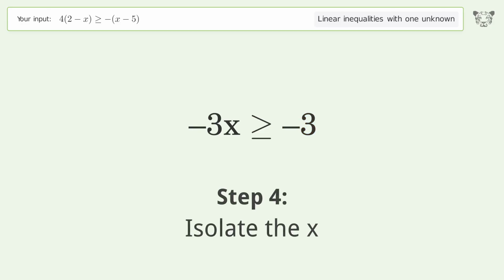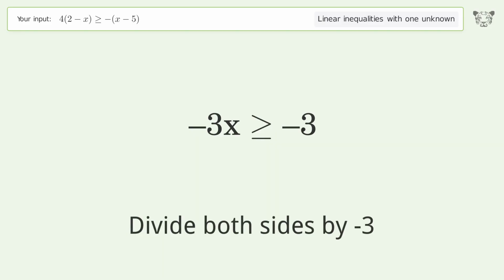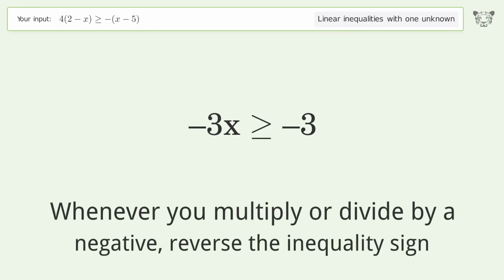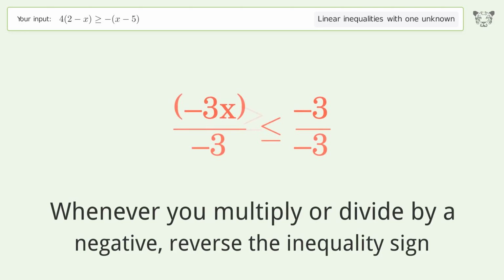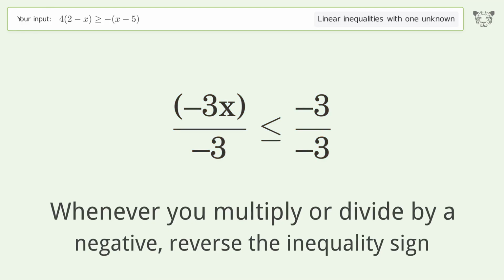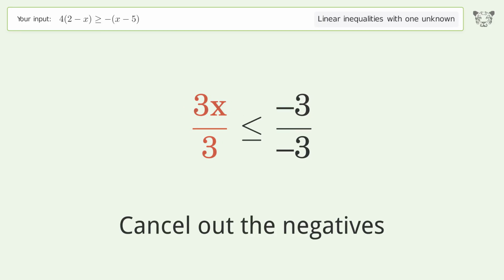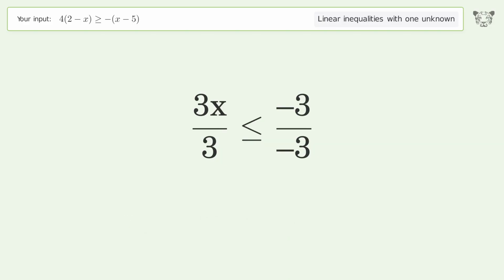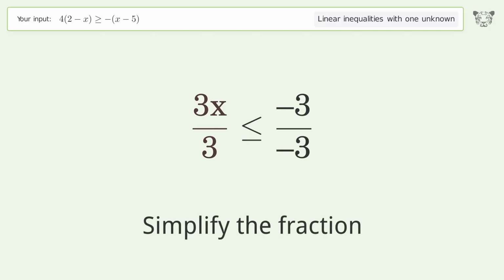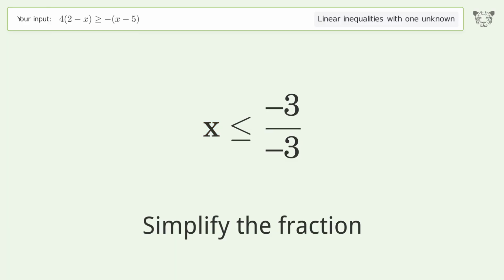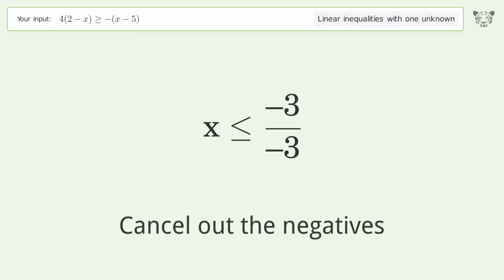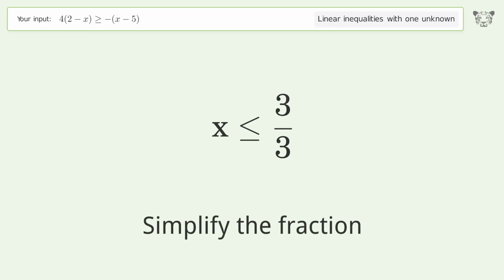Isolate the x. Divide both sides by -3. Whenever you multiply or divide by a negative, reverse the inequality sign. Cancel out the negatives. Simplify the fraction. Cancel out the negatives. Simplify the fraction.